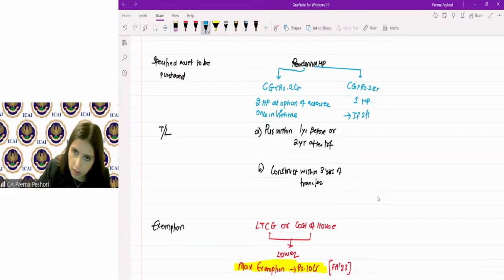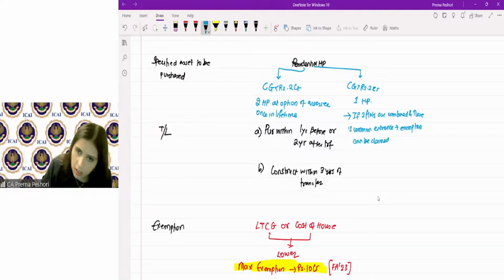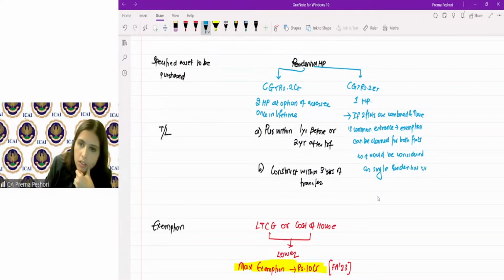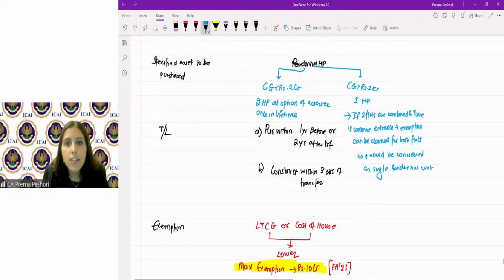If two flats are combined and there is a common entrance, exemption can be claimed for both flats as it would be considered as a single residential unit. Fine, students?